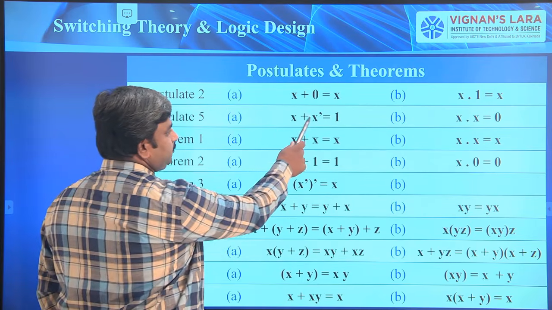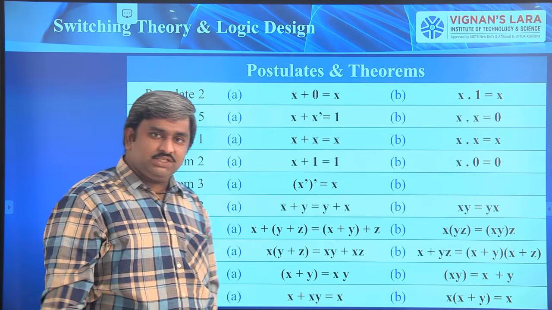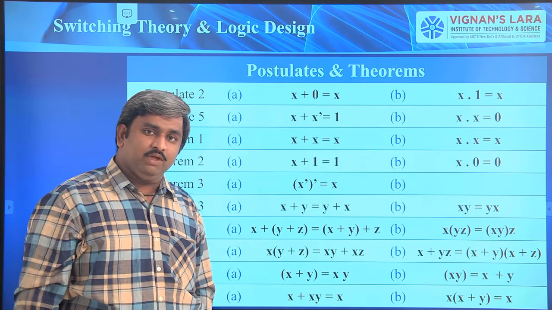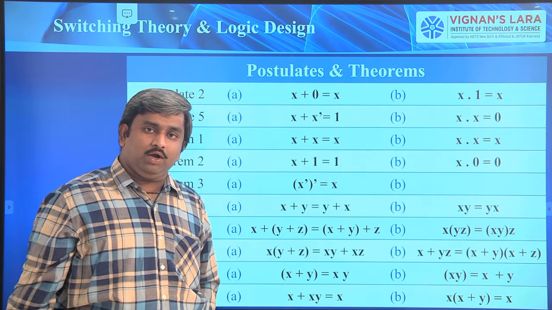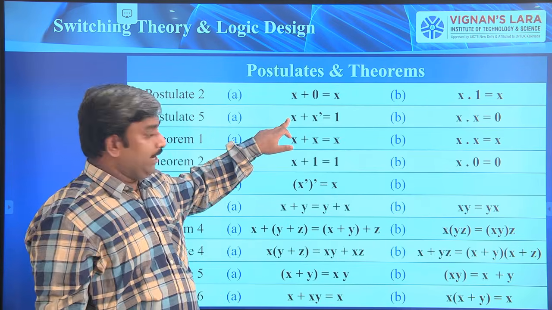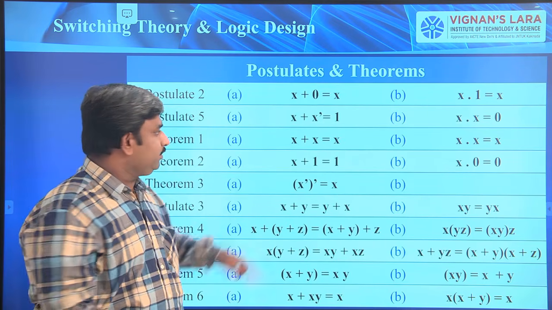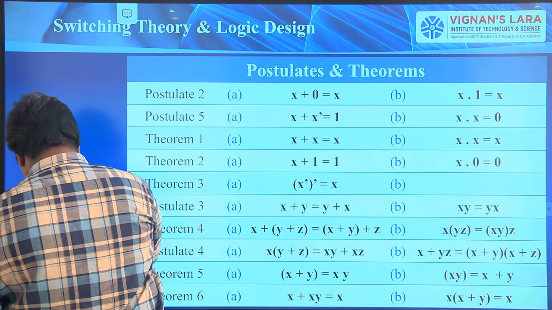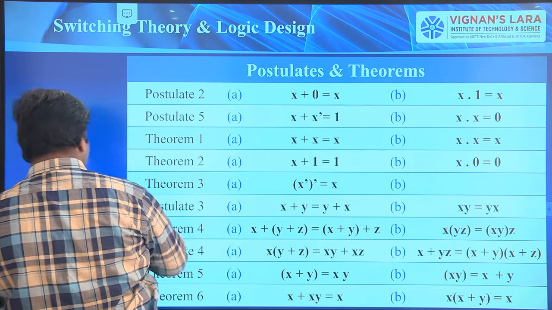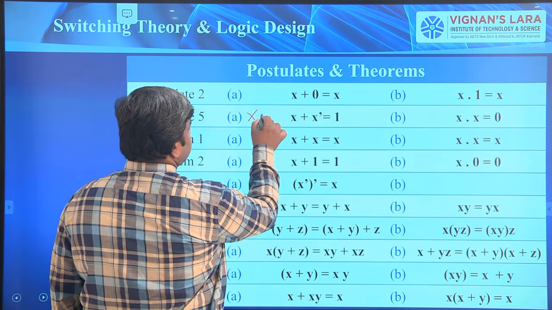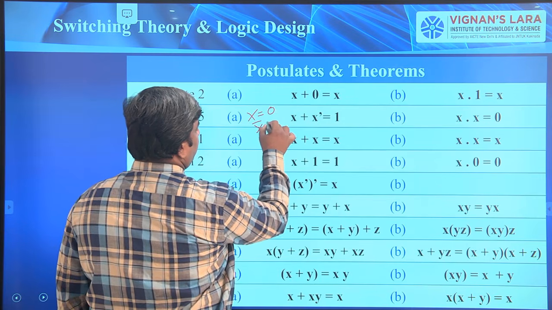postulate 5, x plus x bar is equal to 1. If x is equal to 0, what is x bar? If x is equal to 0, x bar is equal to what? Oh, sorry, if x is equal to 0, x bar is equal to 1. If x is equal to 0, then x bar is equal to 1.